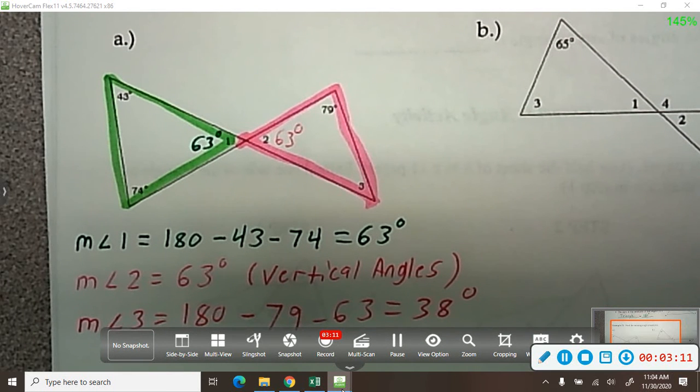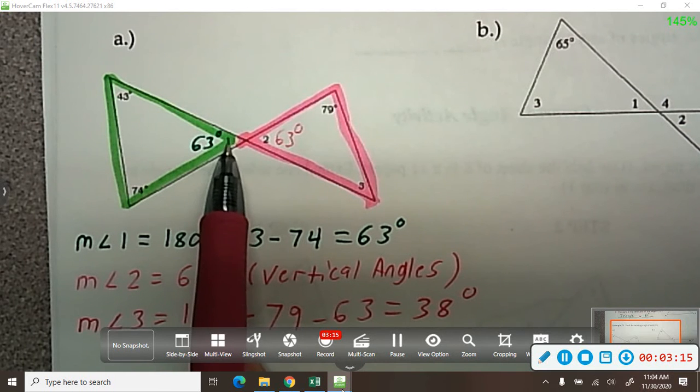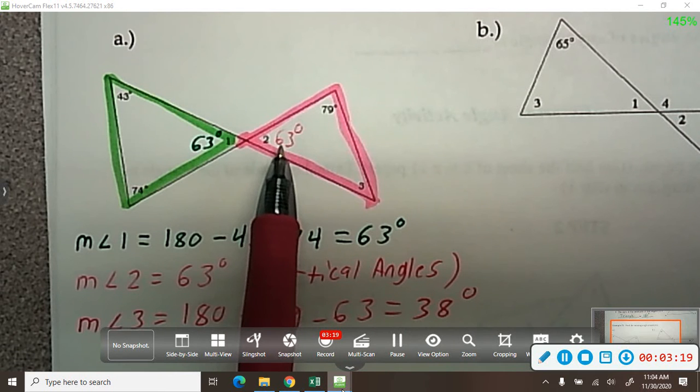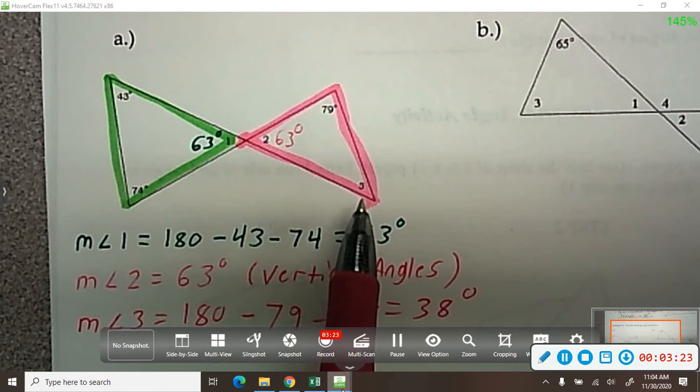So the question was, find the missing angle measures. I was missing angle 1. I found it, 63. Measure of angle 2 is also 63. And then measure of angle 3 I just found was 38 degrees.